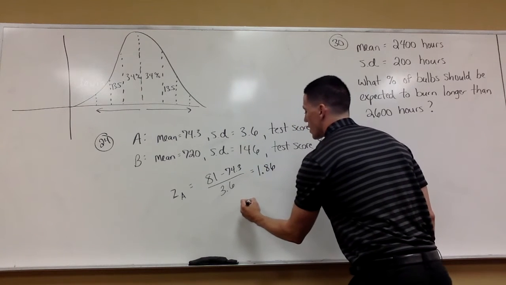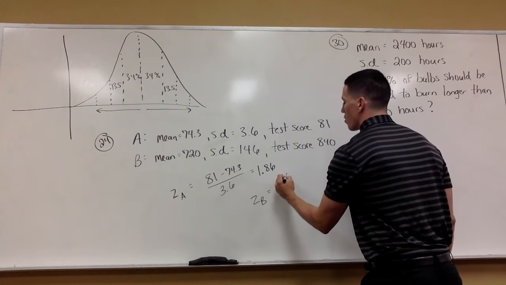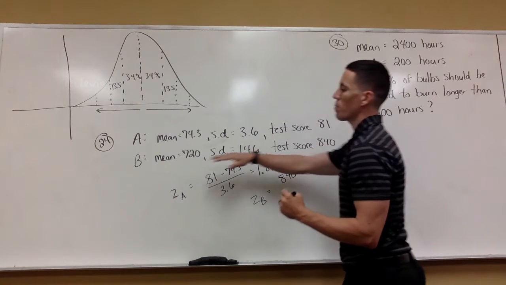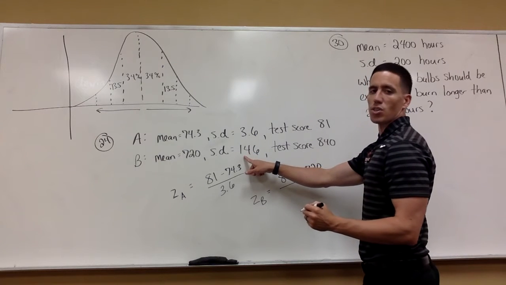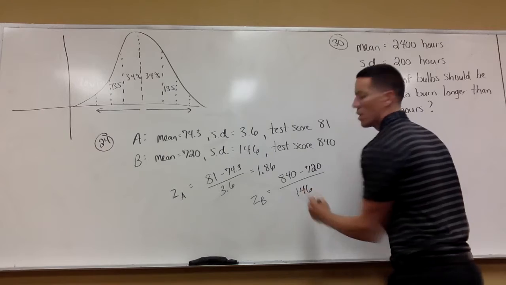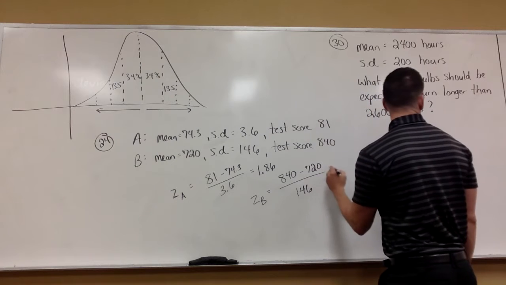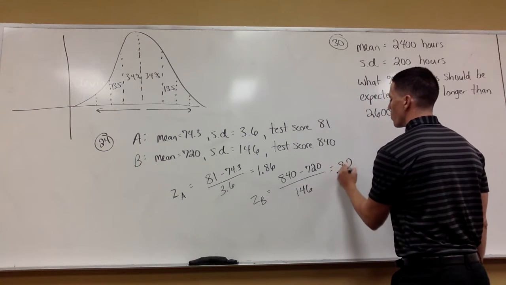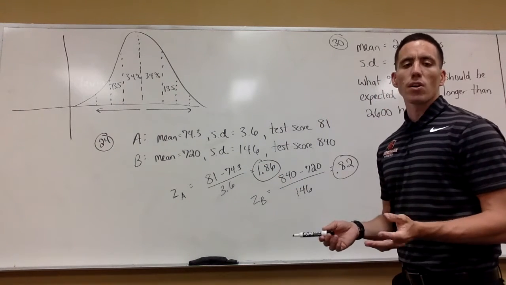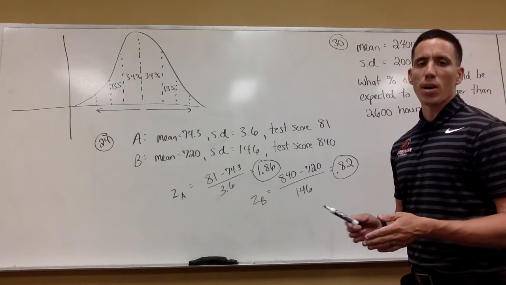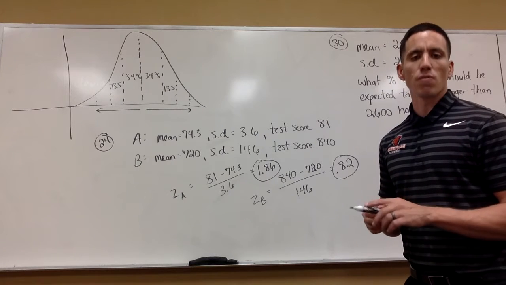If we repeat that process for test B, now our test score is 840. We always subtract the mean from our score, so 840 minus 720, divided by the standard deviation, 146. And we do that calculation, we are going to come up with a z-score of 0.82. Comparing the two z-scores, 1.86 and 0.82, it's clear that the performance on test A was better because we have a higher z-score.